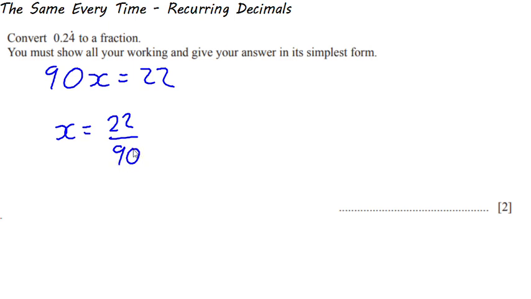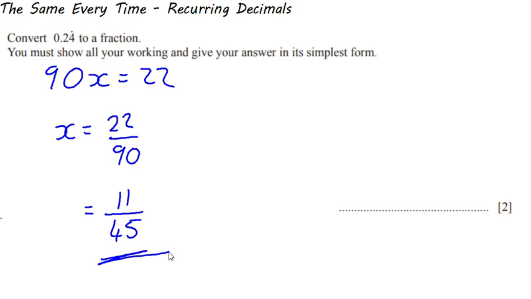Well, we need to simplify this. 22 and 90, they're both even numbers. If a number ends with a 0, a 2, 4, 6, 8, then it's an even number. So 22 divided by 2 is 11, and 90 divided by 2 is 45. Well, that must be the end of that question. We can't simplify any further, can we? Because 11's a prime number, so we can only divide by 1 and 11, and I know that 11 does not go into 45.